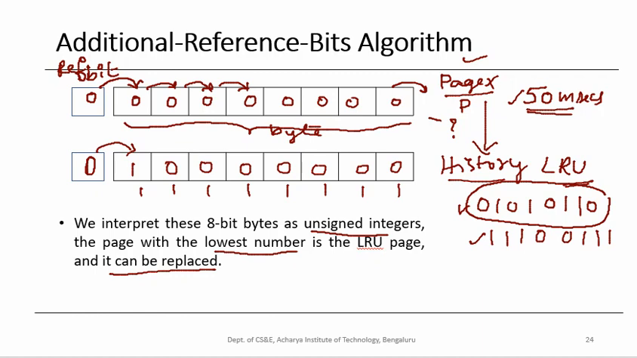So at any point of time, if the operating system has to take the decision of which page to replace when all the frames allocated to a process are full, then it looks at this byte attached to a page. It searches and finds the page which has the lowest 8-bit value attached to it, and that page becomes the least recently used page or the victim page. I hope this is understood. Since we have additional reference bits, they act as additional reference bits in this case. These are all additional reference bits. This algorithm is called the additional reference bits algorithm.